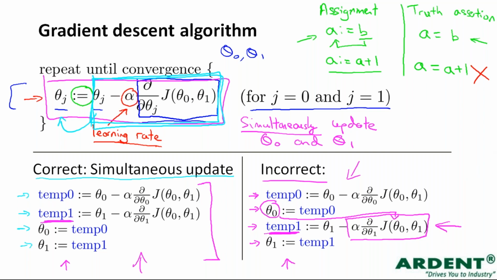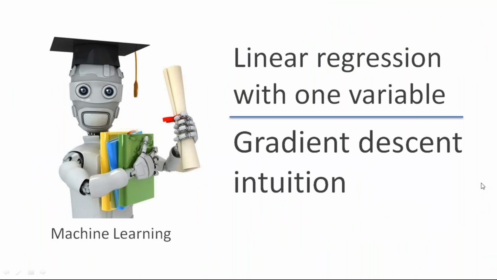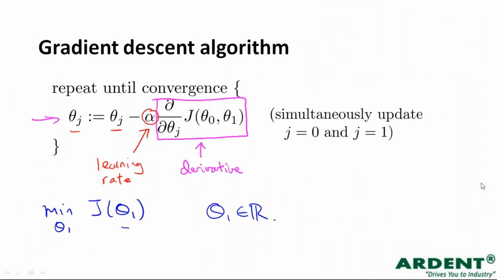Right, this is the thing. Gradient descent again: alpha is the learning rate and this thing is the partial derivative. I hope partial derivative is very easy. It is not that tough, isn't it?